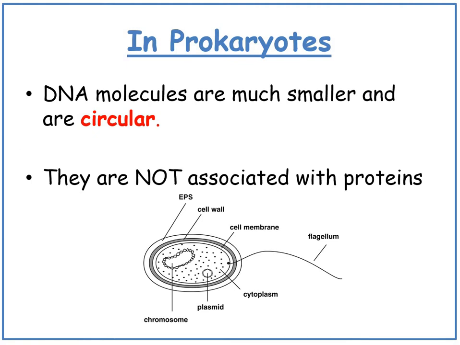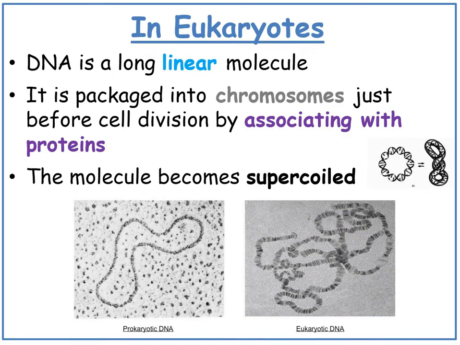So, in prokaryotes, the DNA molecules are much smaller and are circular, and they are not associated with proteins or histones. In eukaryotes, the DNA is a lot longer and it's a linear molecule. It is packaged into chromosomes just before cell division by associating with proteins or histones, and then the molecule becomes supercoiled.